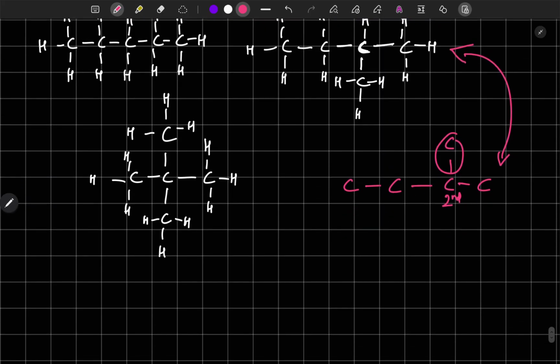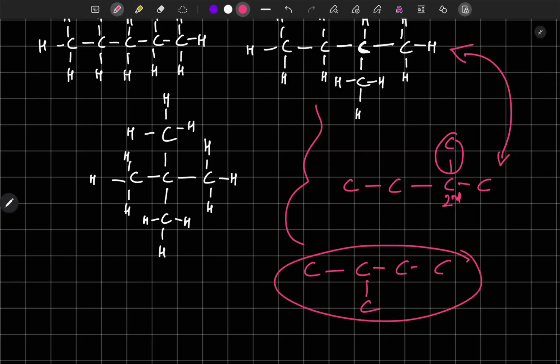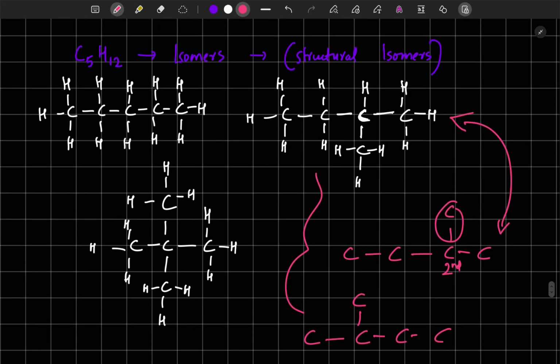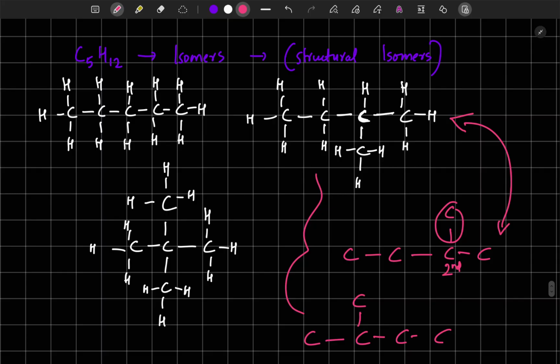Or if you are ever wondering, why can't I attach it here? You need to understand these 3 are the same molecule. We have only flipped it. These are all the same. Even if it is coming here, again it is the same molecule. These 3 are the same. That is why only 3 isomers are possible for C5H12.